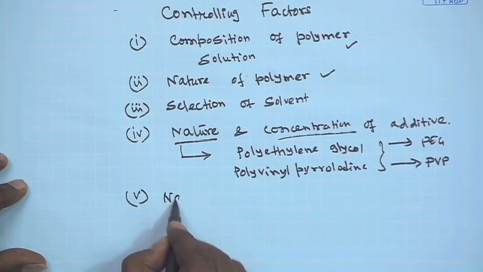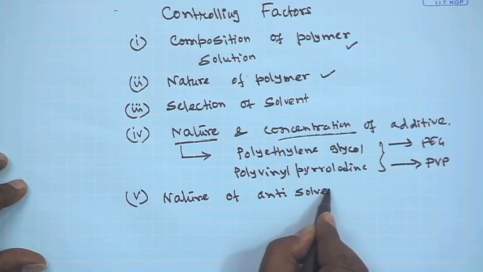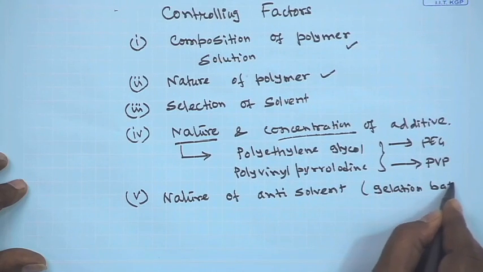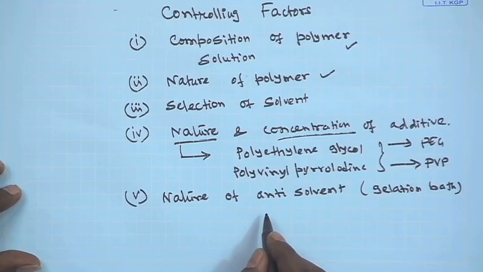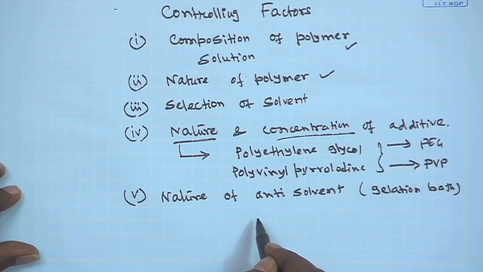The nature of the anti-solvent is also important. That means, the nature of the gelation bath, whether you are using water, a water PEG solution, or a water DMF solvent mixture. That will be very important. If you use pure water, the transfer demixing will be more. On the other hand, if you use a solvent anti-solvent mixture, then the concentration gradient that will be driving anti-solvent into the polymer matrix will be less. So, in that way one can control the pore size distribution.